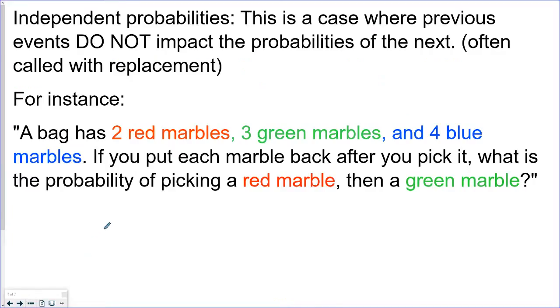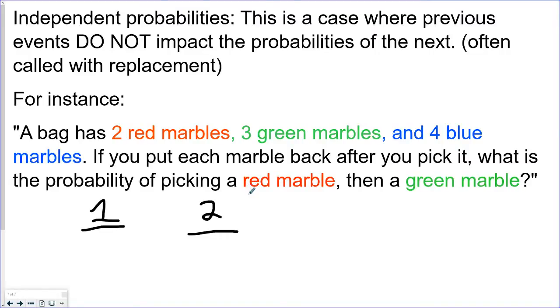Now, the other one, like what we did before, is independent probabilities. These are when the events do not impact what happens after, often called with replacement. So you're putting the stuff back. You're resetting the status every time. So again, we have case 1, case 2. Same situation. 2 red, 3 green, 4 blue. You're going to pick 2. What's the chance of you picking a red and then a green?